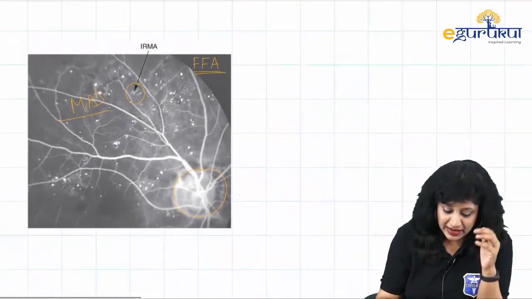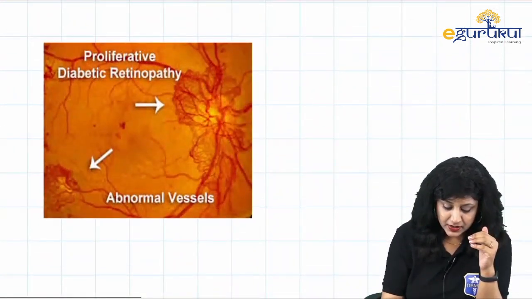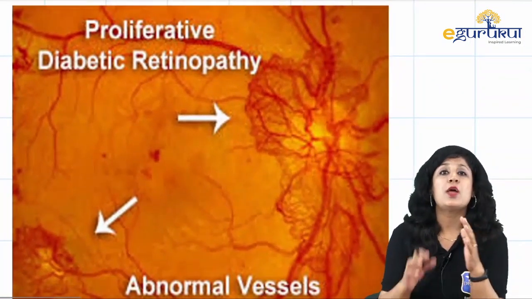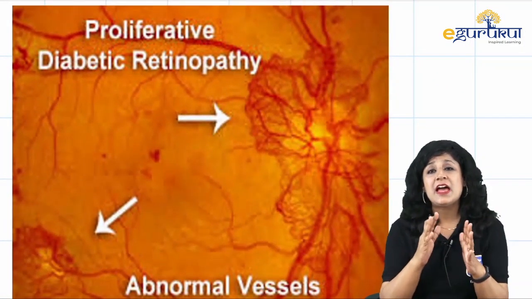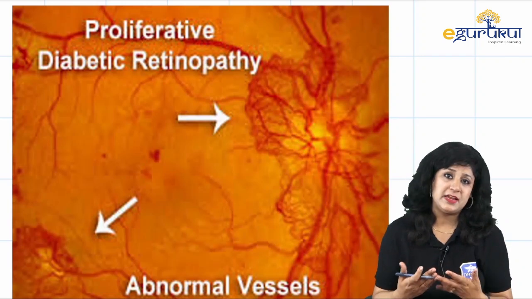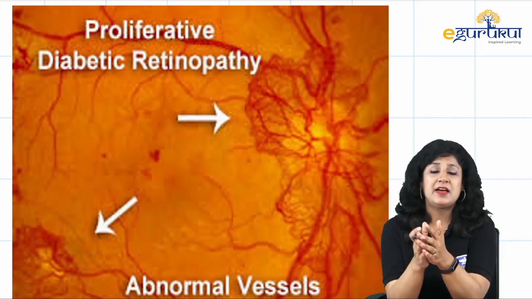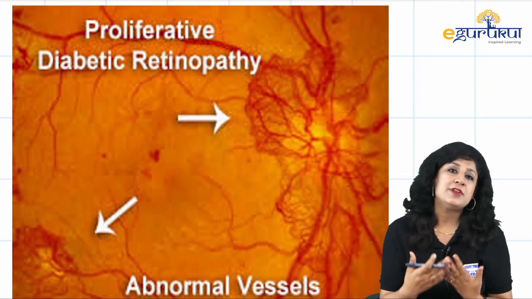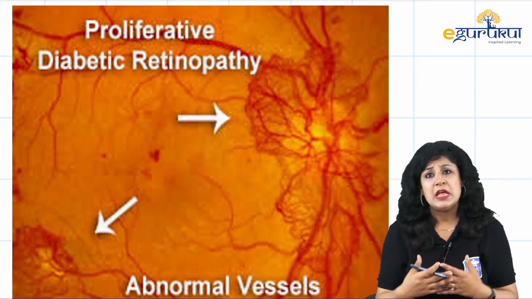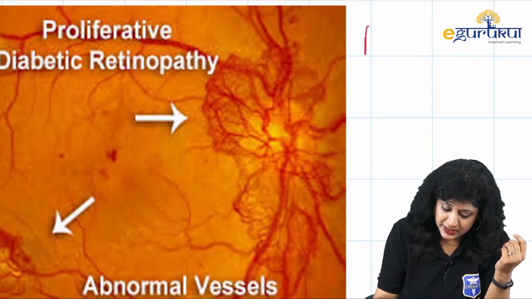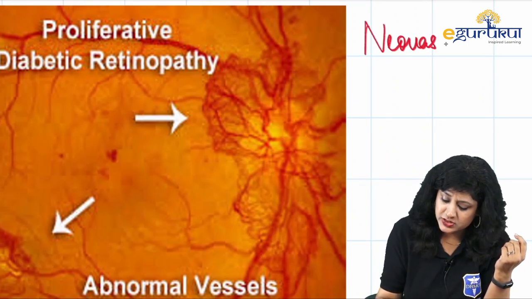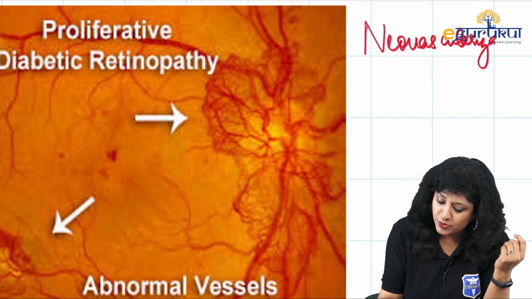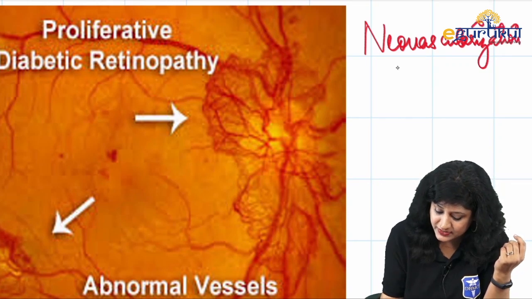Now having done this NPDR, the other important thing is your PDR. Now PDR never occurs abruptly. It always starts as NPDR and then goes into PDR. PDR is a proliferation. So proliferation of the fibrovascular tissue, that means there is actually neovascularization. This is the word which is the hallmark feature of the PDR, the neovascularization.